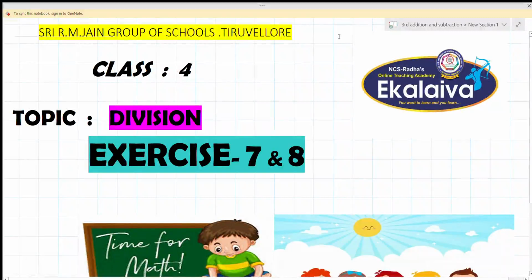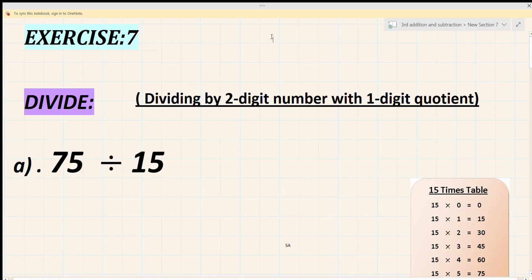Shri Gurubhyo Namaha children. Today we are going to learn exercise 7 and 8 from the chapter division. In exercise 7 we are going to learn to divide a given 2-digit number with 1-digit quotient. The first question, 75 divided by 15.